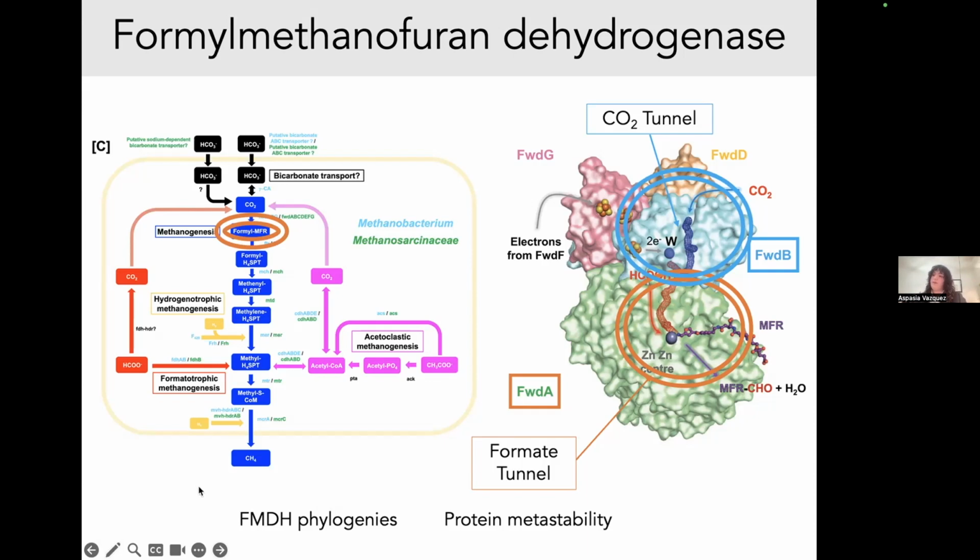I'm next going to talk about FMDH phylogenies that I created with these subunits, and then also a protein metastability analysis.